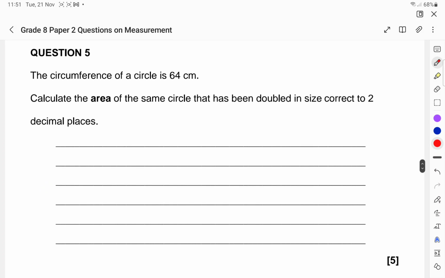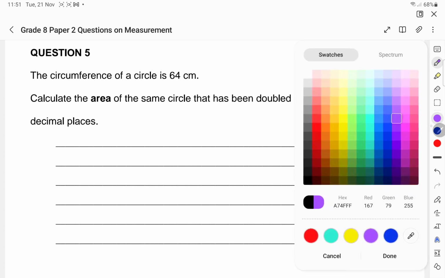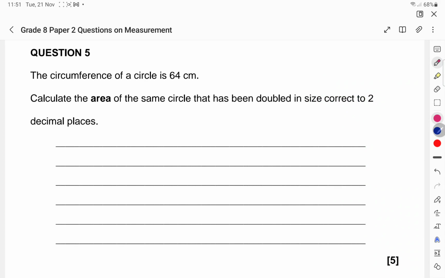Okay, moving on to the next question. Question 5. A little bit of a harder type question. Not so easy. There's no pictures given. There's just the wording. Let's have a look. The circumference of a circle is 64 centimeters. So now let's quickly think. What is the circumference of a circle? It's 2 times pi times radius.